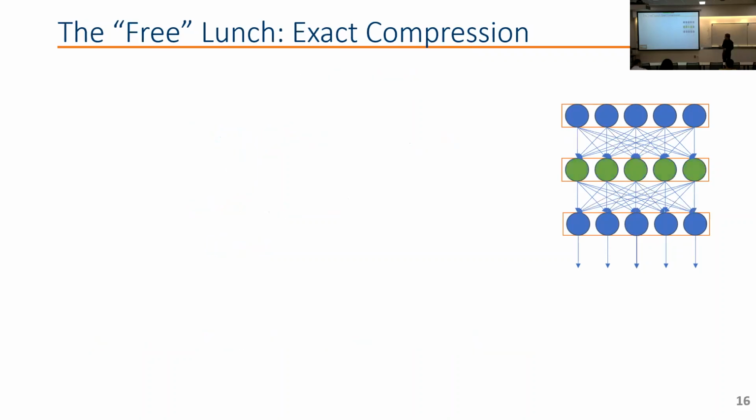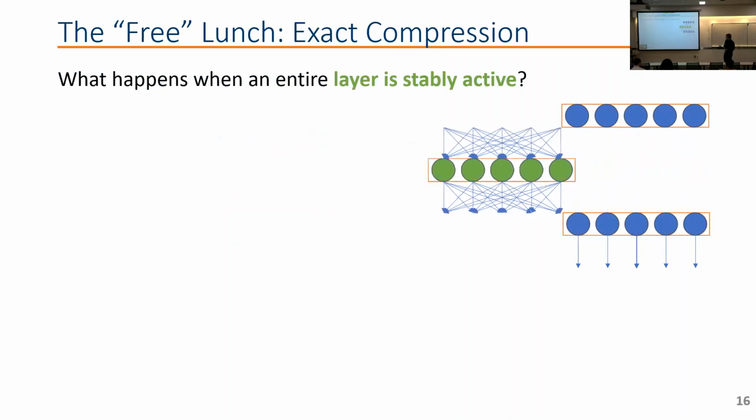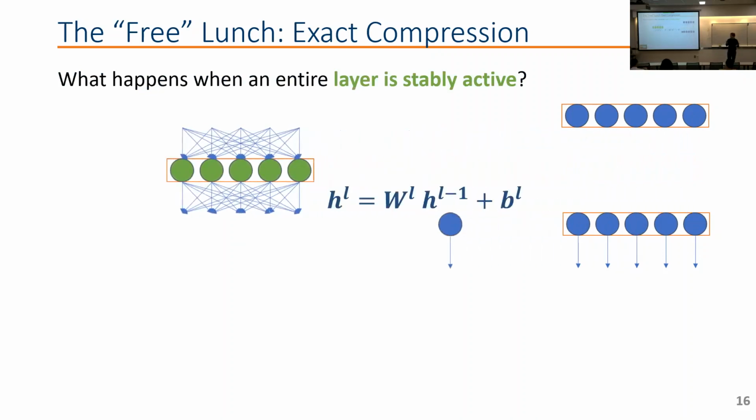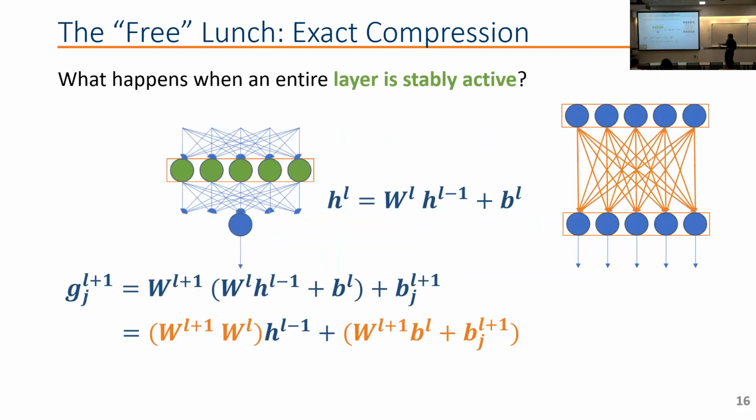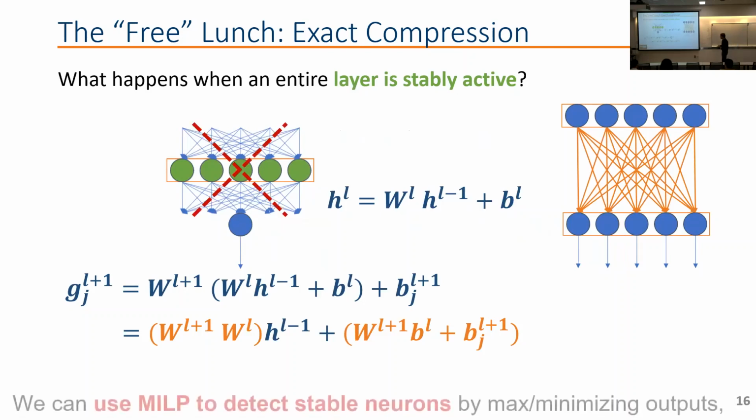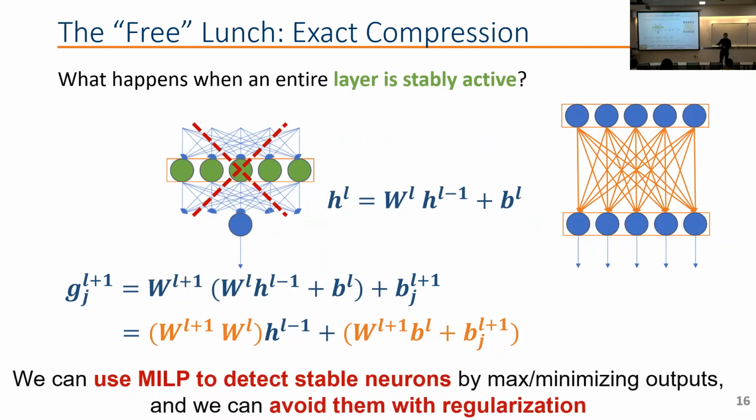At the same time, we may have stably active neurons. If we have an entire layer that's stably active, we can just define the inputs to the next layer linearly. And by that, we can directly wire the previous and the next layer and basically fold this layer of the neural network. Now, detecting stable neurons is something that we can do with mixed integer programming.